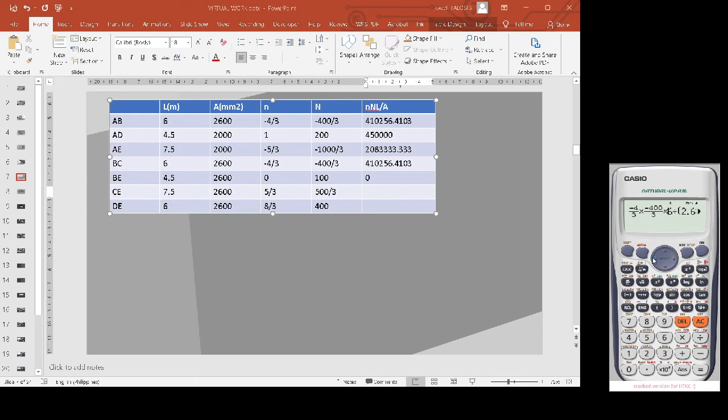Okay, pero input na natin, class, ha? So, 5 thirds. So, positive na to. 5 thirds. And then, positive 500 over 3. And length niya is 7.5. Divided by 2.6 times 10. Okay, enter lang natin. So, ang lalabas dyan is 801,282.0513. So, last one.